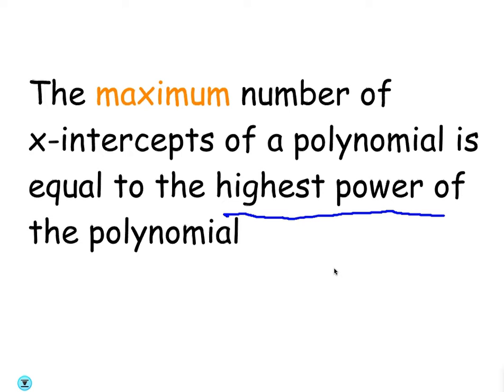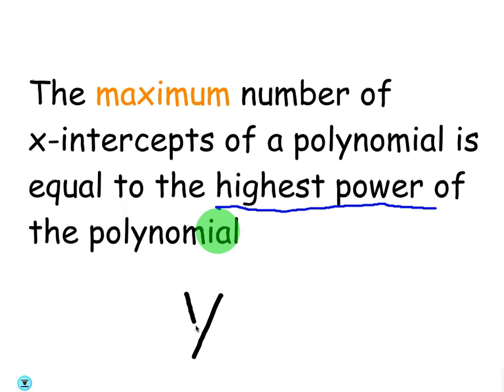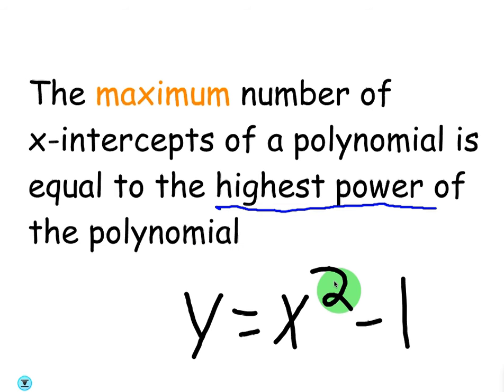Kind of like when we're looking at the leading coefficient of the highest power, except for x-intercepts, it cannot be any bigger than the highest power of the polynomial. So, if it's an x squared equation, it can only touch twice. Now, that doesn't mean it touches twice. It might only touch once. It might not touch at all. That means it can only touch twice, but no more than that.